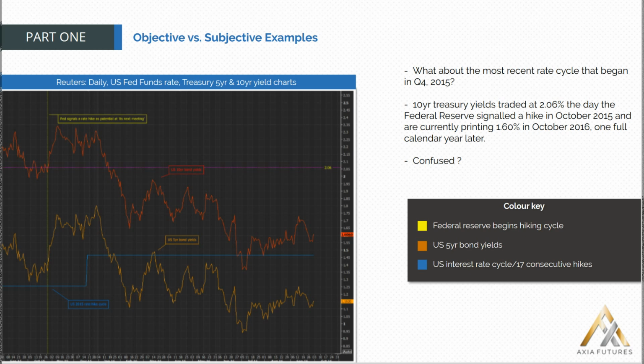So what do you think has happened this time around when the Fed initiated the first hike in 2015? Well, first and foremost, 10-year Treasury yields, as depicted in the red line, traded at 2.06 the day the Federal Reserve signaled a rate hike in October 2015. Remember, they signaled in October, they hiked in December.